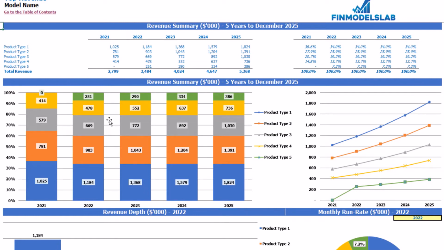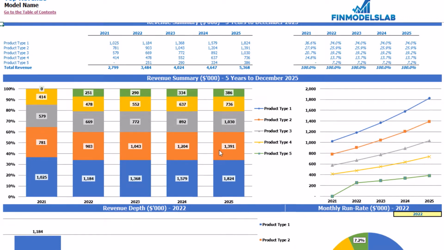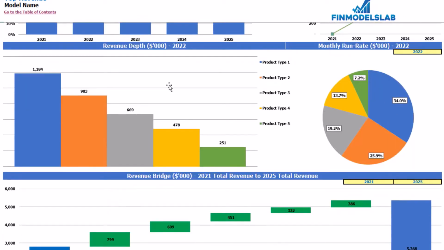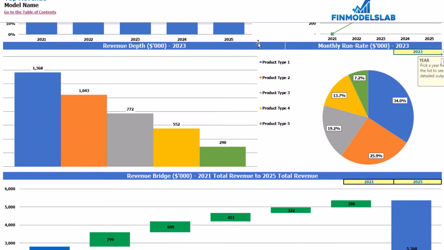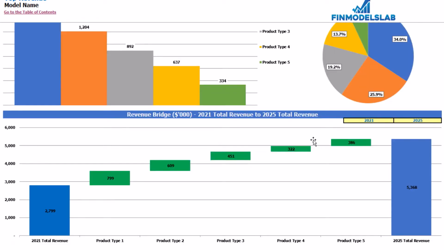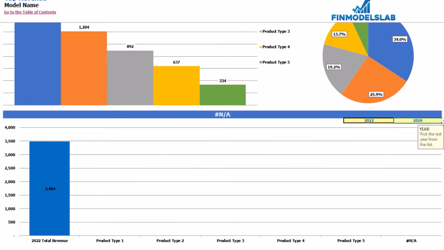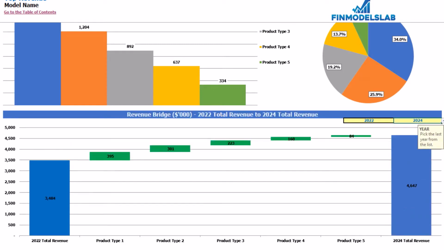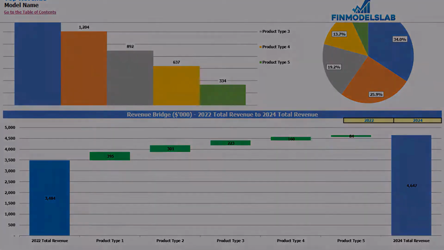So on the left side you may see the absolute values and percentage breakdown by years, and on the right side you may see the charts with absolute values. A bit below you may see the revenue depths for the selected year. This year is also changeable, so you may review the revenue depths and monthly run rate for example 2024. And finally you may see the revenue bridge between these 2 years, which are also changeable. So you can set up for example from 2022 to 2024, and you may see the main drivers of your revenue growth by different product types.